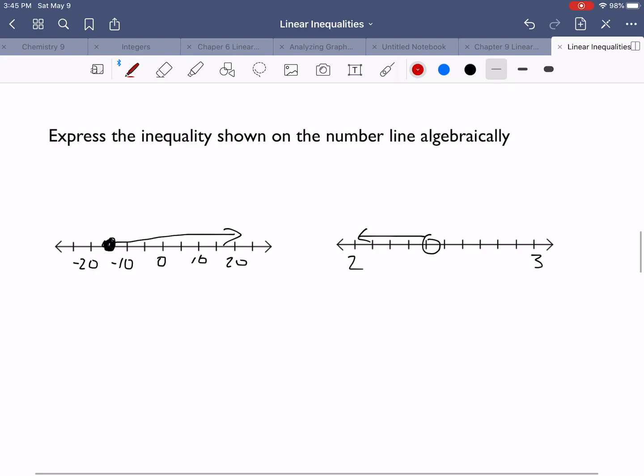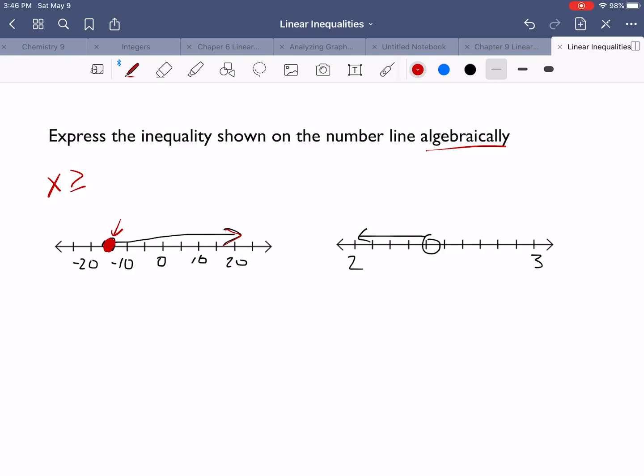Okay, express the inequality shown on the number line algebraically. Remember that algebraically just means that you're using a variable and you're using that greater than or less than sign. So I'm just going to use x because it makes sense. First cheat that I have is I'm looking at this arrow and which way it's pointing. It's pointing to the right, so I'm going to use that sign. But I'm not done here because I need to decide this dot was colored in, okay? It was shaded in, and when it's full, it means it can equal that. So I need to put an equal sign there.